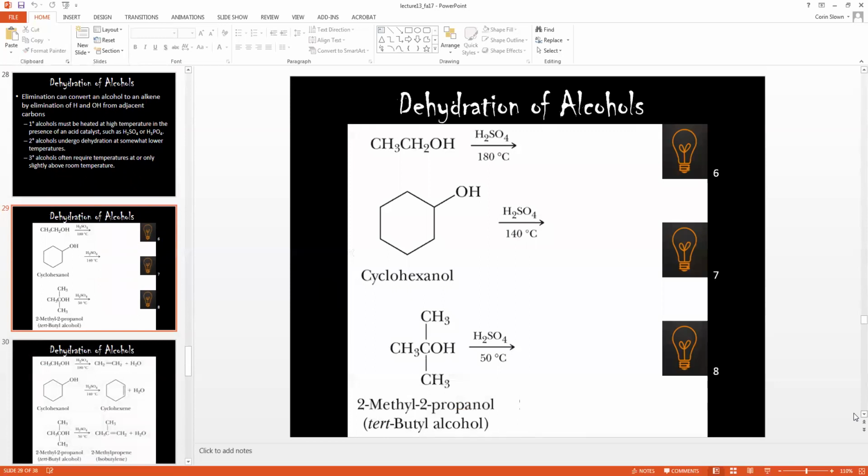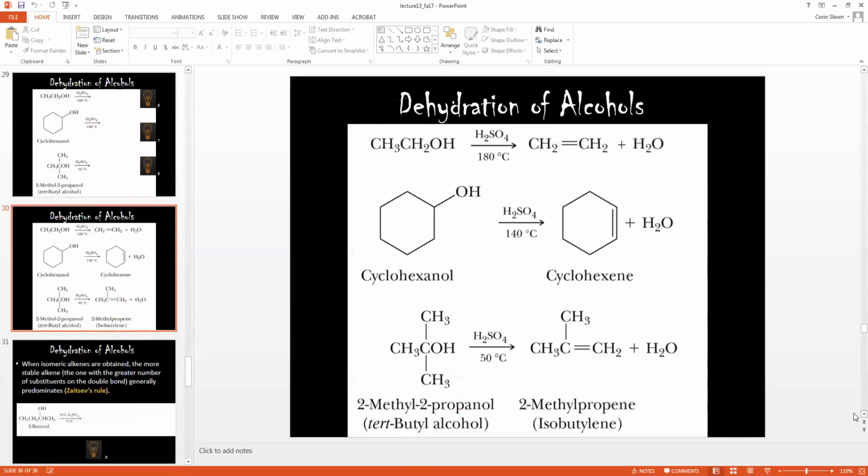I want you to take a moment and try practicing drawing mechanisms for the following reactions. Note, these are all elimination reactions. So take a moment, think about what you know, think about what evidence you could use to propose a reasonable reaction mechanism. And again, press pause if you need a little bit more time.